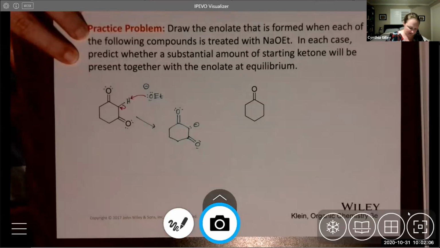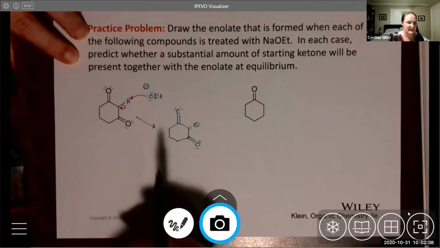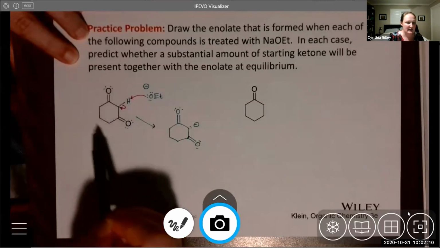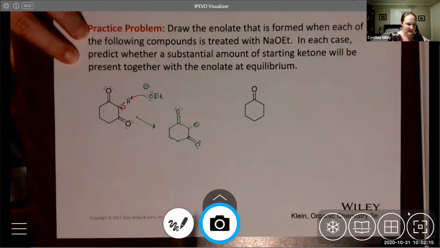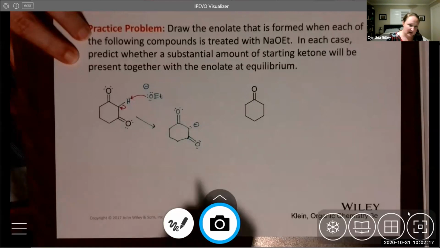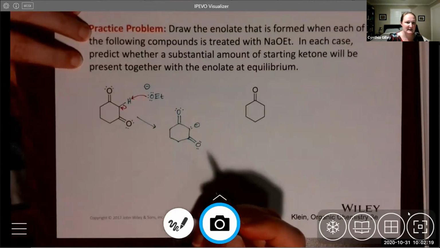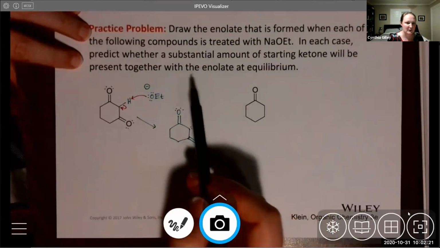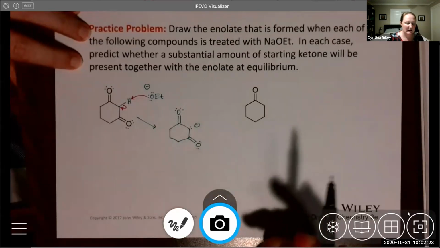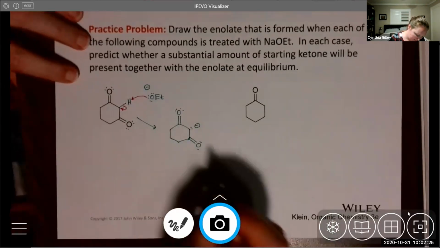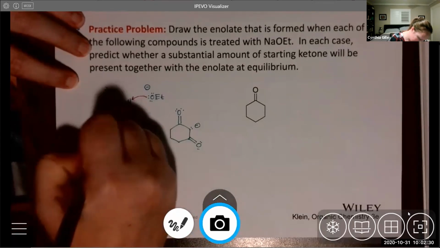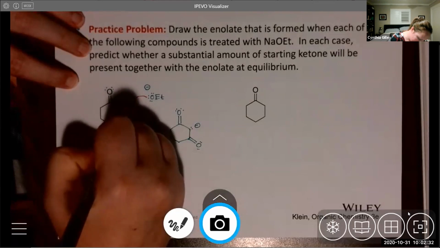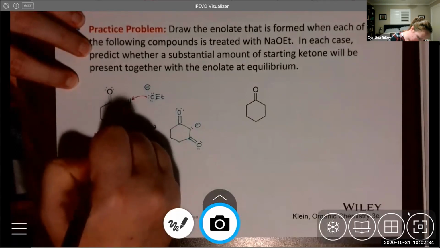So recall that the pKa difference is about 7 between the starting material and ethanol, which is the conjugate acid. So this is essentially irreversible, right? And we would not expect a substantial amount of the starting ketone together with the enolate at equilibrium. So this we're going to say is not present at equilibrium.